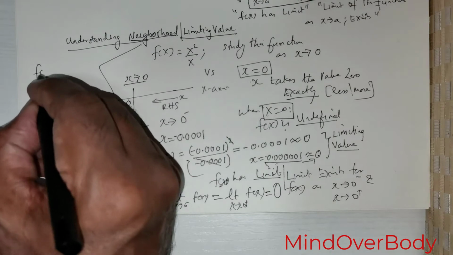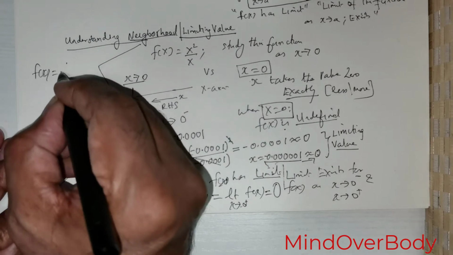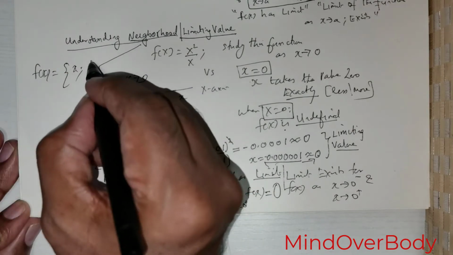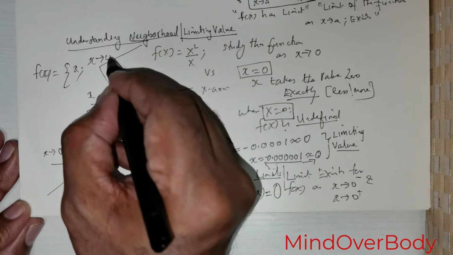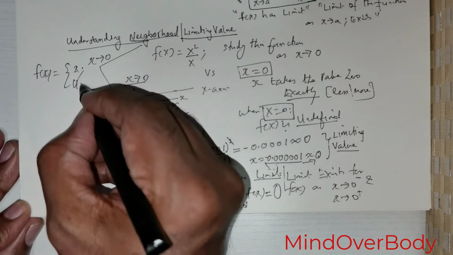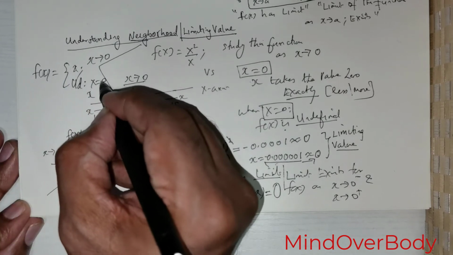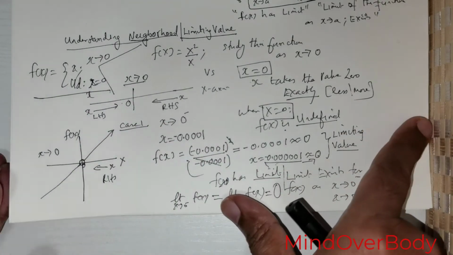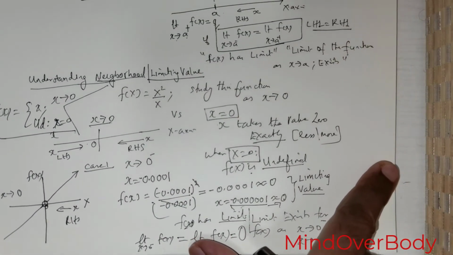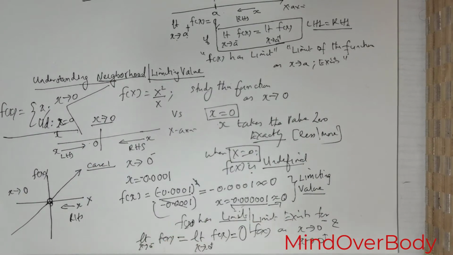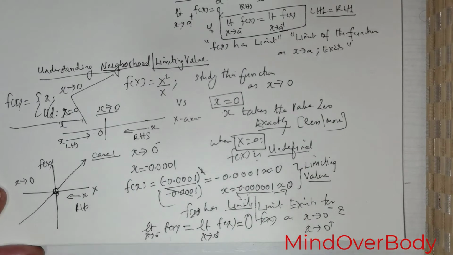So if I were to write this, f of x is equal to x when x is approaching 0, and it is undefined when x is equal to 0. So this is the best way to represent the function. So I hope you got the gist of this topic, neighborhood and limiting value and the meaning of x equal to 0. So we will move on to the next concept.